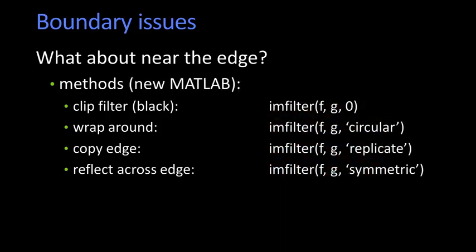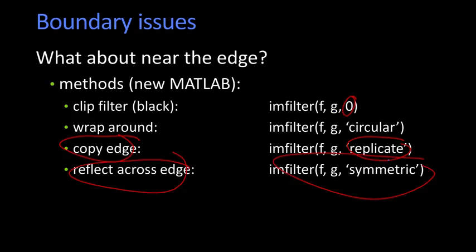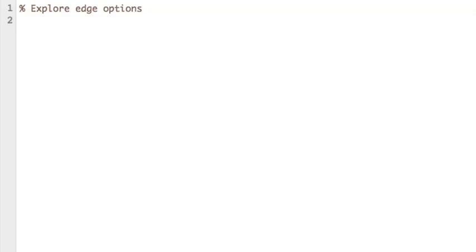In new MATLAB, these are expressed using this function called imfilter, which comes from the image processing toolbox, and you put in a value, it just puts that value in. So if you put in 0, it's like clipping. You can wrap around with circular. And then the copy edge is replicate, and reflection is symmetric. And typically, you'll use either replicate or symmetric. So which is your favorite option to deal with edge issues?